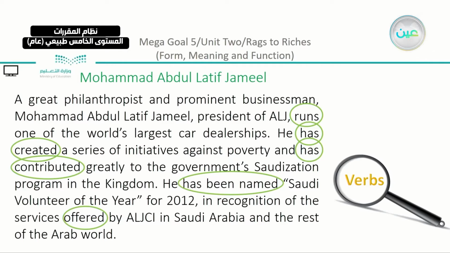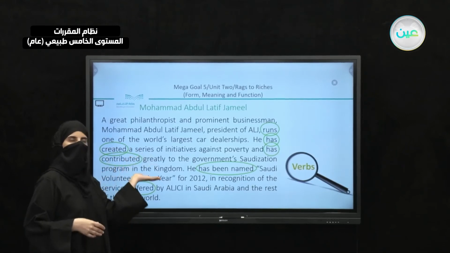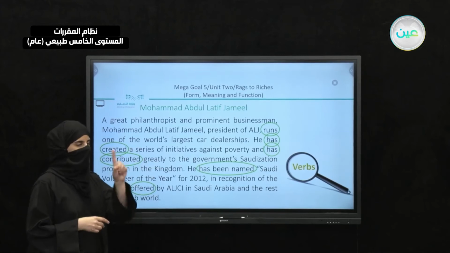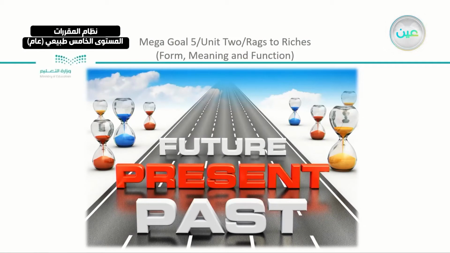But just to revise what we have here, runs is present simple, has created is present perfect simple, has contributed is also present perfect simple, and also we have he has been named, which is in the present perfect, but here we have the passive form, and offered is in the past. So which means that we have here four forms of tenses. They are different. In the first part, about Stephen Jobs, we had just one form, which is in the past. So as we said, we are going to talk about different tenses. Of course, here we are interested in the past and the present together.